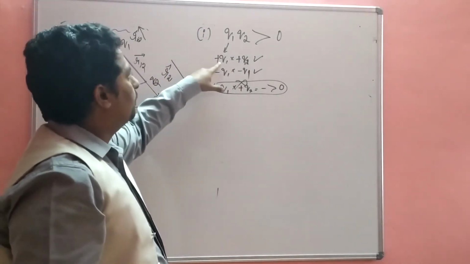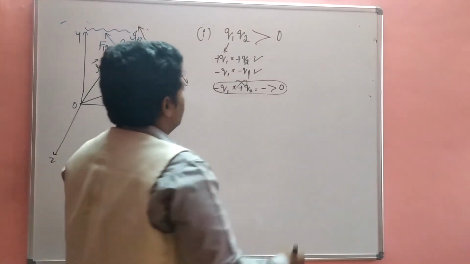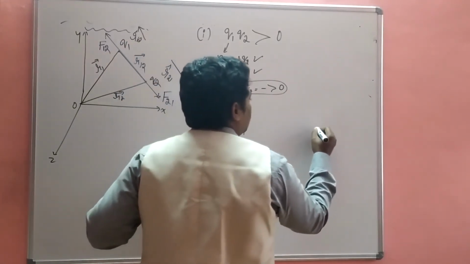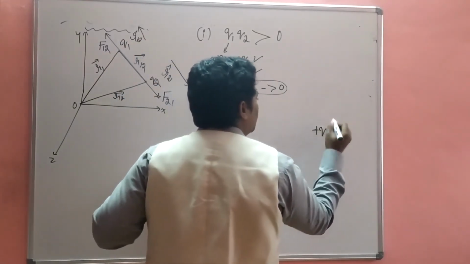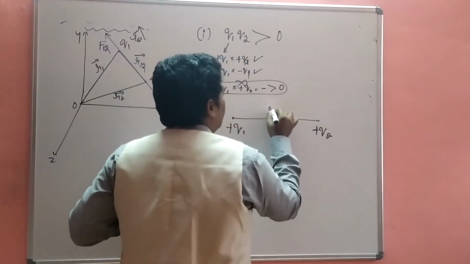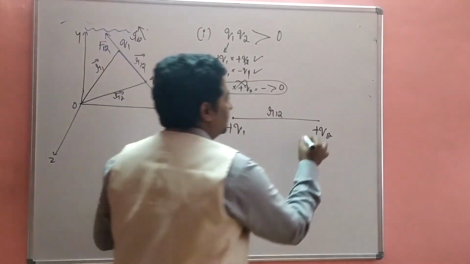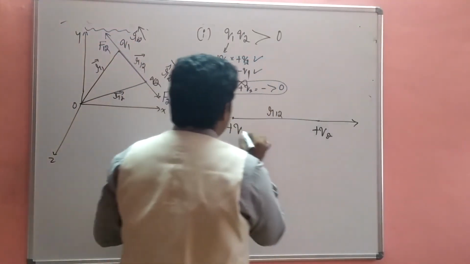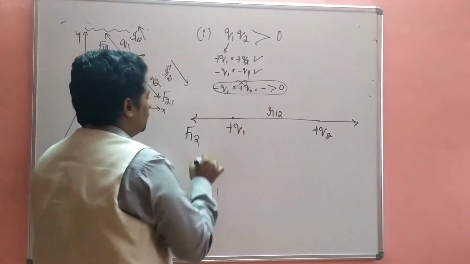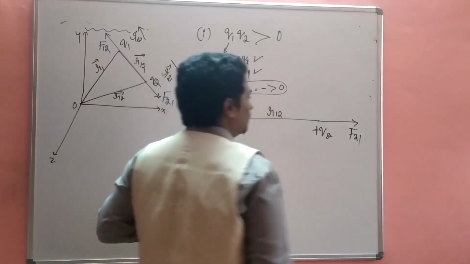The first one: both the charges are like charges. This is Q1, and this is the other charge, Q2, at a certain distance R12. Both being like charges, it is a repulsive force. This is the force exerted on 1 due to 2, and the force exerted on 2 due to 1.